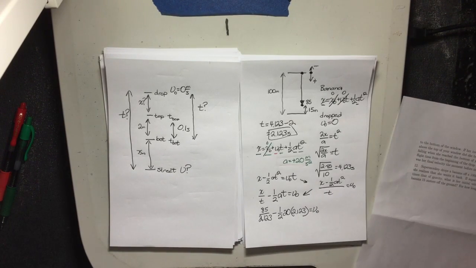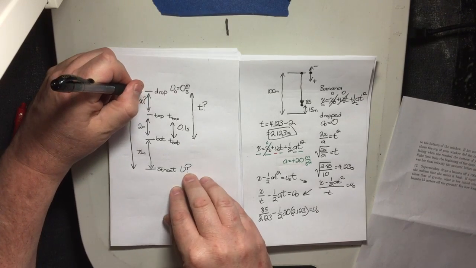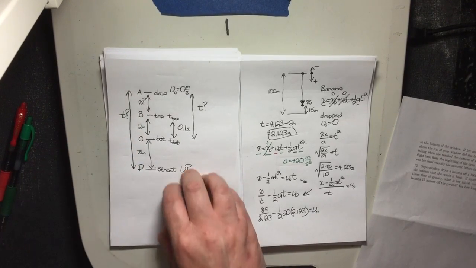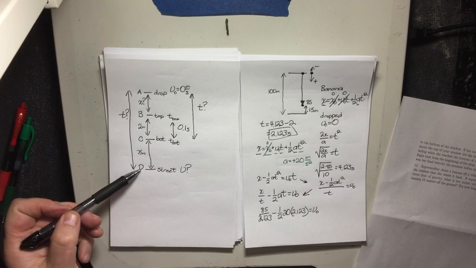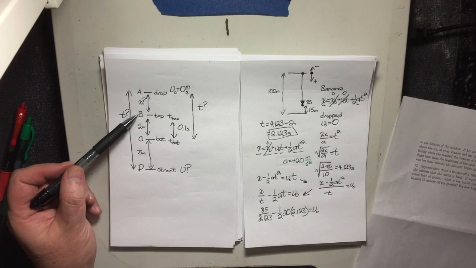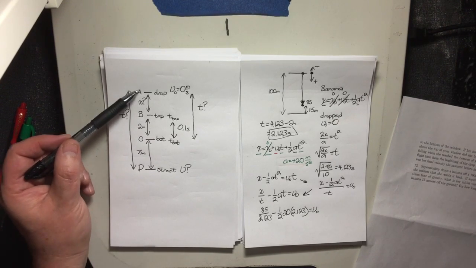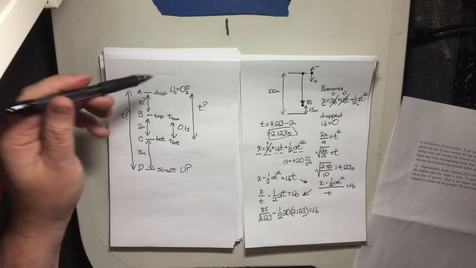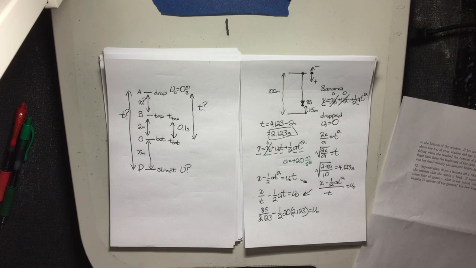So symbolically, we've kind of drawn everything out. There are 4 points for consideration in this problem, and I will call them A, B, C, and D. Now D is obvious. D is at the street level. C is at the bottom of the window. B is at the top of the window. And A is when she began her fall.